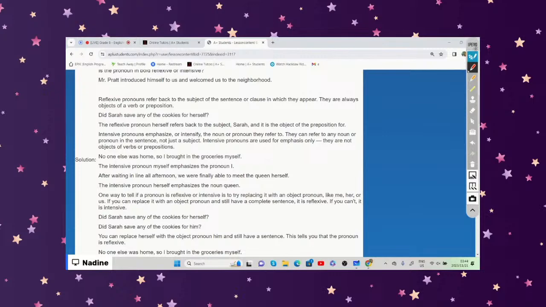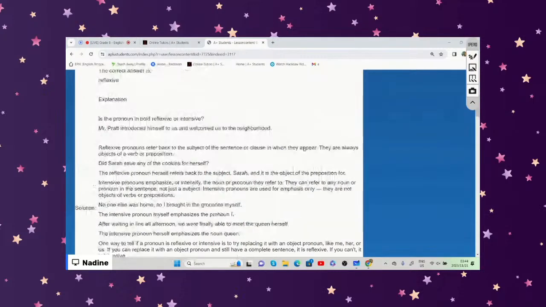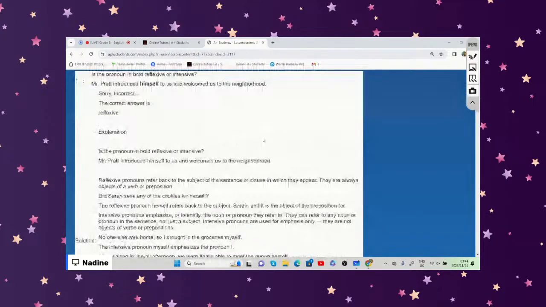All right. Now let us do an activity. It says, Mr. Pet introduced himself to us and welcomed us to the neighborhood. Is this a reflexive pronoun or an intensive pronoun? So himself refers back to Mr. Pet, which means that it is a reflexive pronoun.